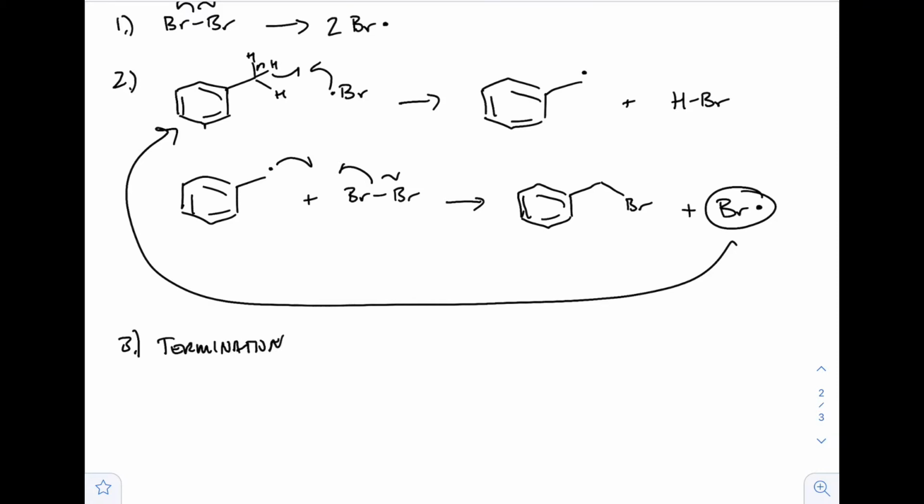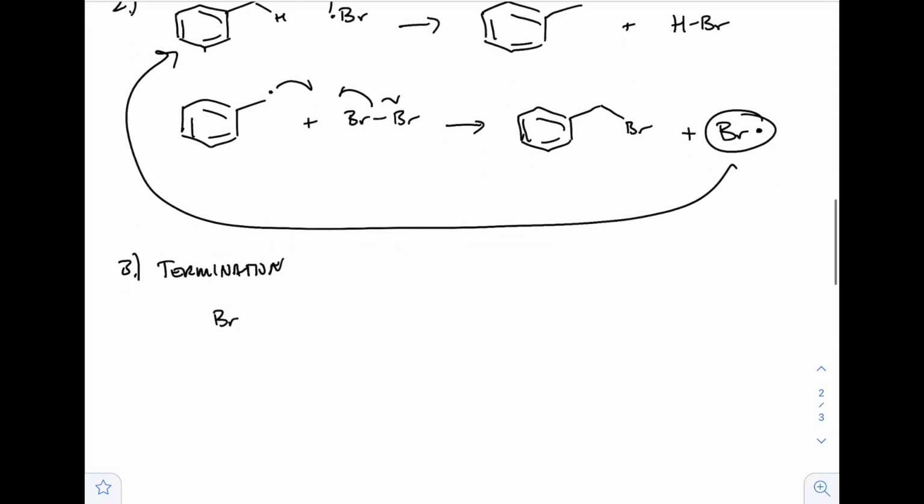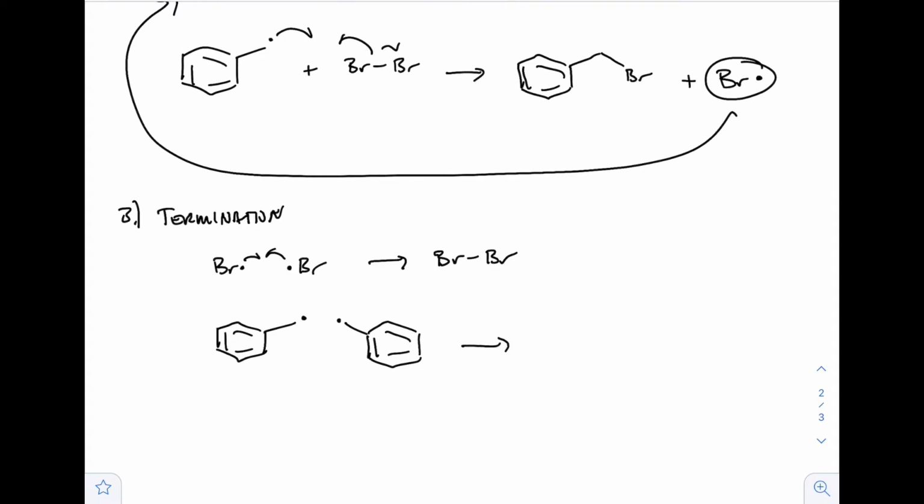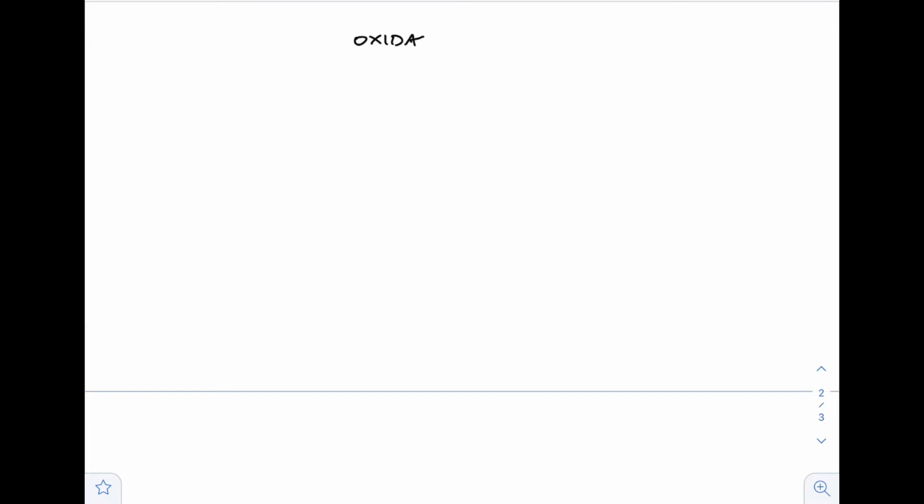So termination, of course, is when you have two radicals coming together and the reaction would be quenched because it's eliminating the presence of that radical. So two Br radicals can come together forming elemental bromine again, or technically you can have two of these benzylic radicals coming together, and you would get this compound. Sorry, actually, pay attention. There's two methyls total, one on each of those benzene rings, so we have to make sure we have all of our carbons present when we are drawing the final compound. Common mistake. Me too.